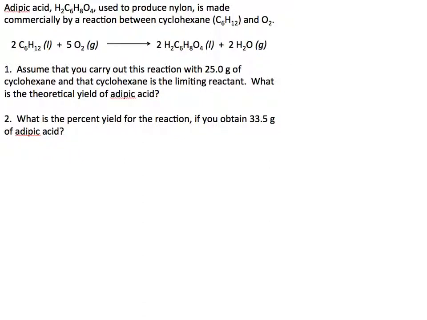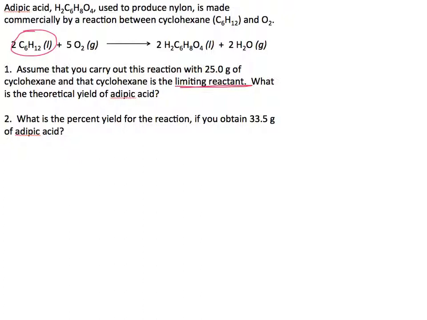Okay, this is practice problem 3.21. So, adipic acid is used to produce nylon, which is made commercially by a reaction between cyclohexane and oxygen. Okay, and you're given the balanced chemical equation. So assume that you carry out this reaction with 25.0 grams of cyclohexane, which is the C6H12, and that cyclohexane is the limiting reactant. Right? So what is the theoretical yield of adipic acid?